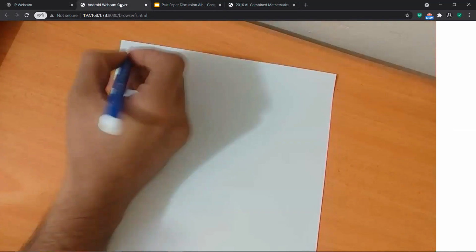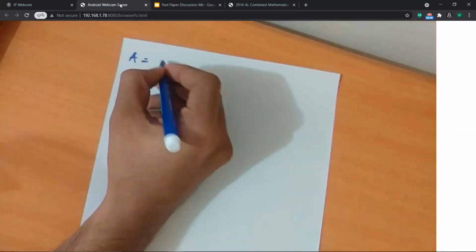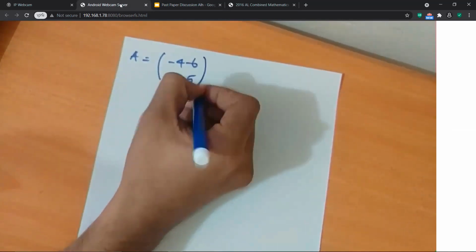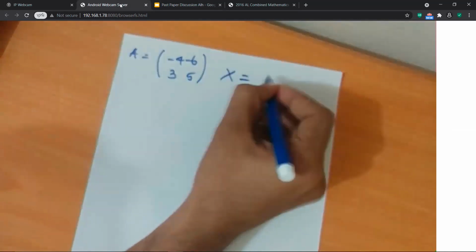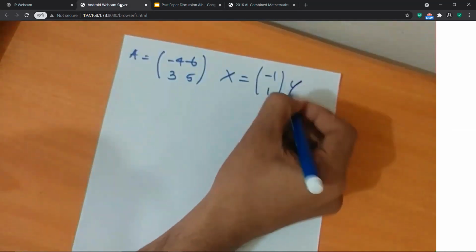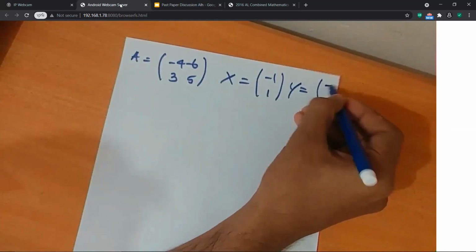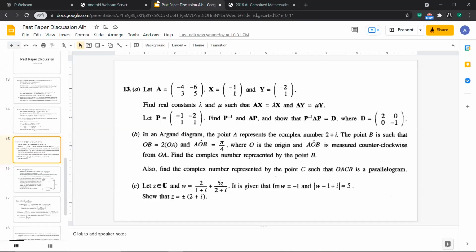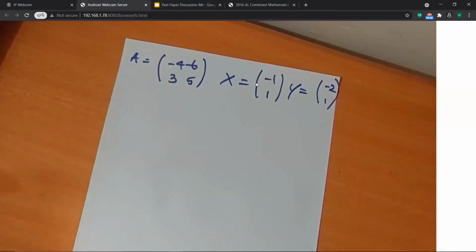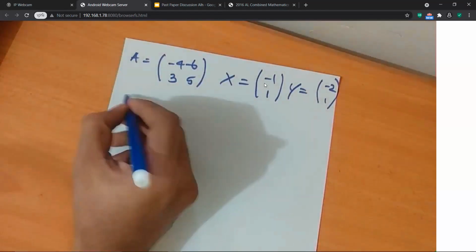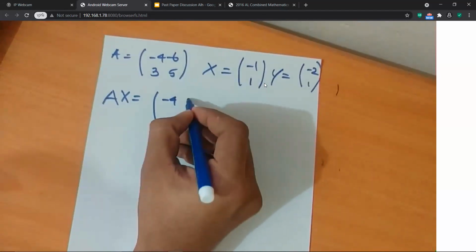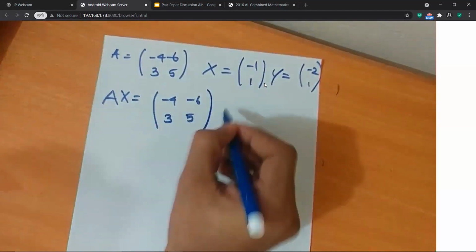A is given as -4, -6, 3, 5. X is -1, 1, and Y is -2, 1. What they're asking is to find lambda such that A times X is equal to lambda times X. That means A multiplied by X should give something. So what we'll do is A times X. What is A? -4, -6, 3, 5. And what is X? -1, 1.